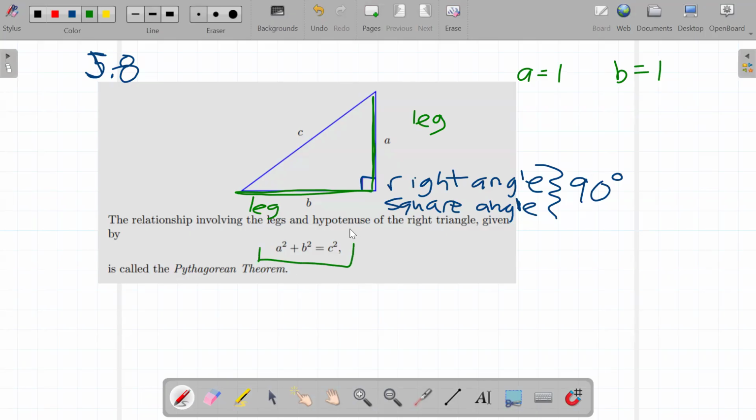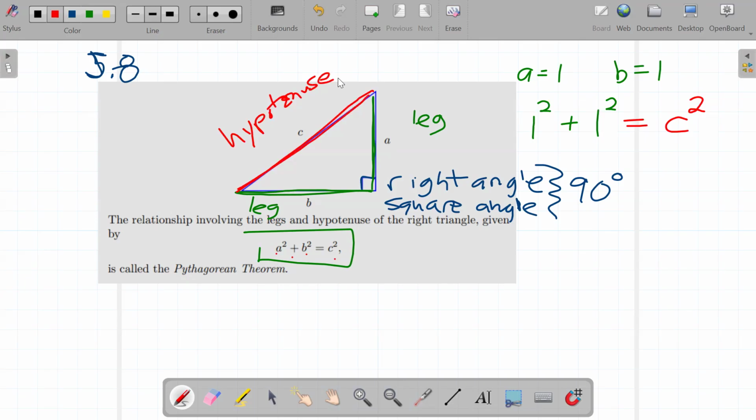The Pythagorean theorem says there's a relationship between the three sides. You measure one leg and square it, measure the other leg and square it, and then add those two together. The sum of those squares is always going to be the same as the square of the long side. I'll call that C, because I didn't measure that. The long side is called the hypotenuse.